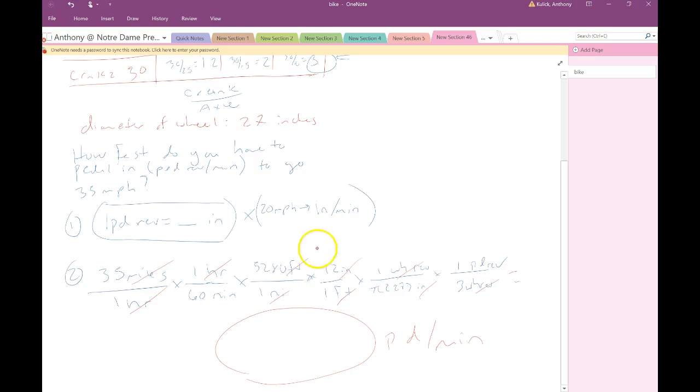So would I expect you to have memorized there's 5,280 feet in a mile? Yes. Or 12 inches in a foot? Yes. Or that 1 wheel rev is equivalent to 1 circumference? Yes. Would I expect you to remember the formula for circumference? Yes. Would I expect you to remember that the gear ratio is how you convert pedal revs to wheel revs? Yes. Or pi d, yep, is the same formula, right? Because the diameter is 2 radii.